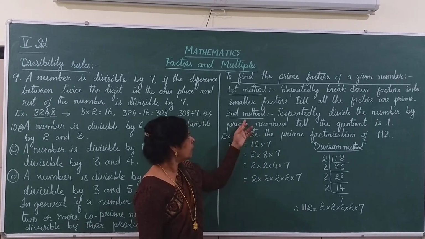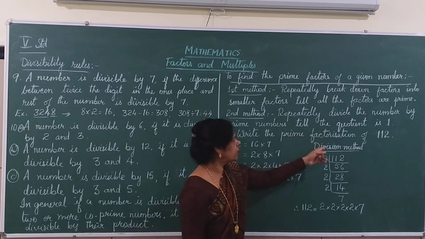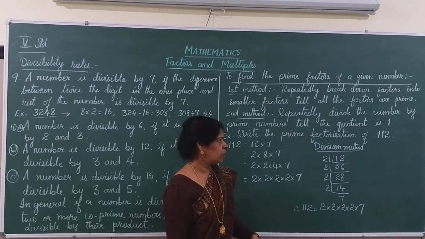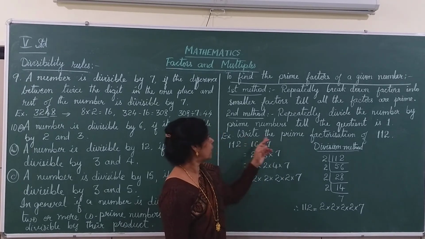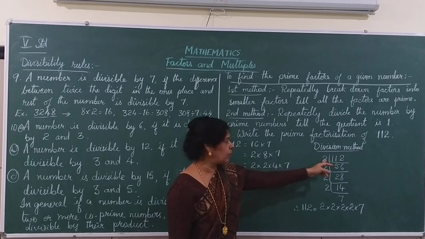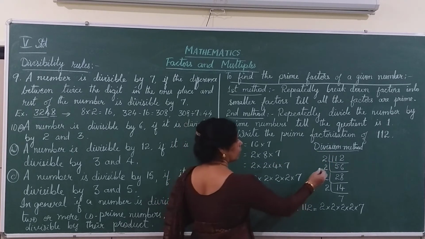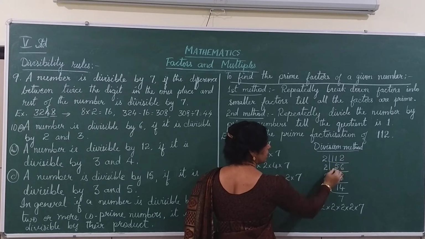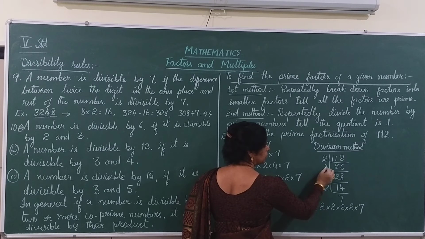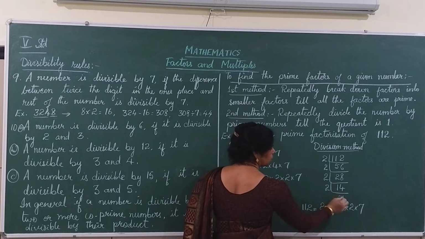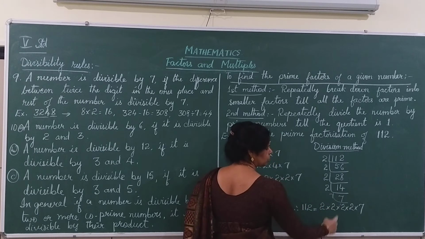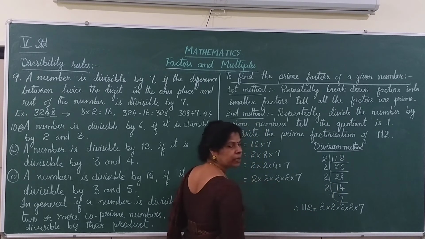Coming to the second method, repeatedly divide the number by prime numbers till the quotient is 1. You have to get the quotient as 1. So write the prime factorization of 112. Here you can see the division method. 112: 2 56s are 112. Again you take 2: 2 28s are 56, 2 14s are 28, 2 7s are 14. Again if you take 7, 1 is 7. So you have got 1 here. Finally you should get 1.